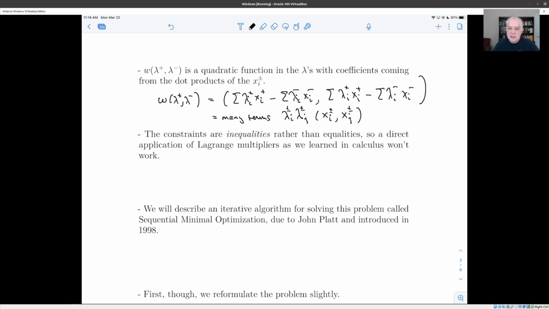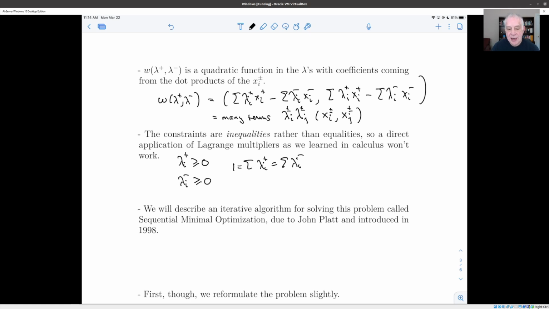Now, if there's 1,000 points in each set, you might have 2,000 variables here. But at least the degree of your function is only 2. You want to minimize a quadratic polynomial. That's the good news. The bad news is that the constraints that you need to apply are inequalities. Some are inequalities, some are equalities. I mean, they both have to equal 1, the sums. So the requirement that the sums be 1 is an equality constraint, but the requirement that they be positive is an inequality constraint.